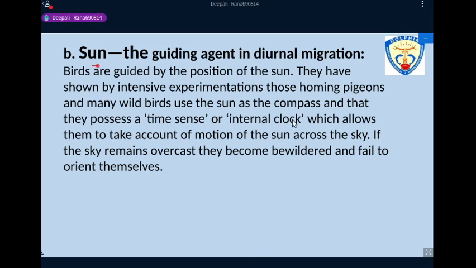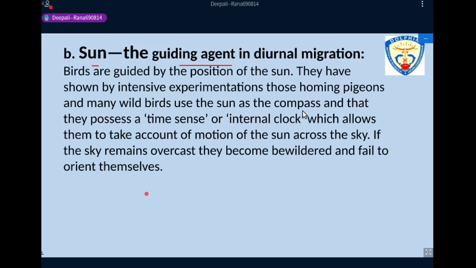Then the second one will be what? Sun. Okay, so the sun will be acting as a guiding agent in diurnal migration. Can anyone tell me what is diurnal migration? I have explained it in the earlier slide. Yes, Priya. Migration in the daytime.